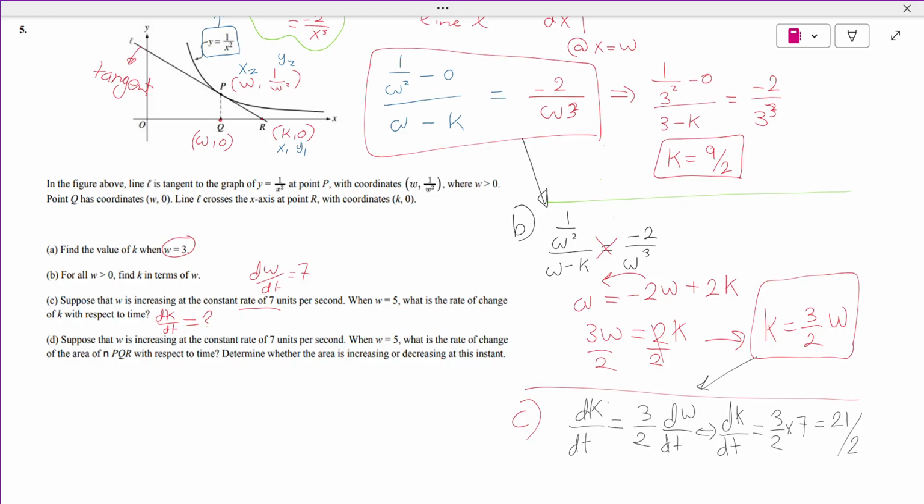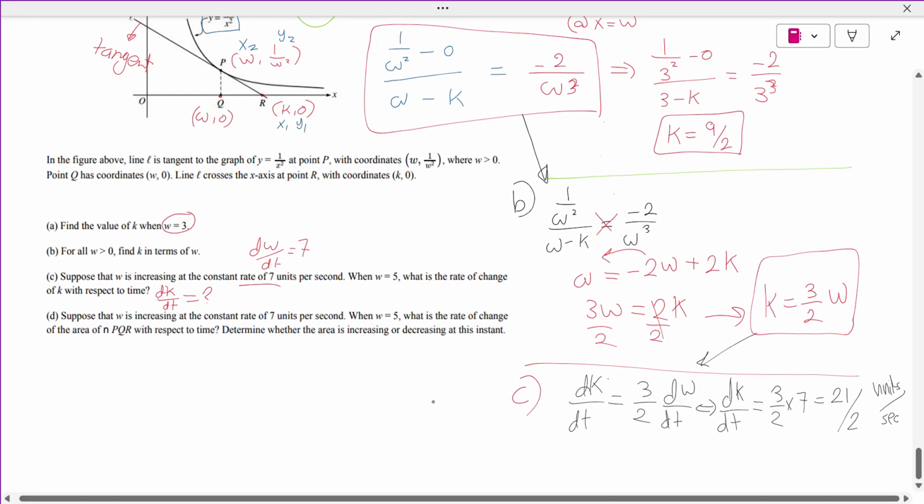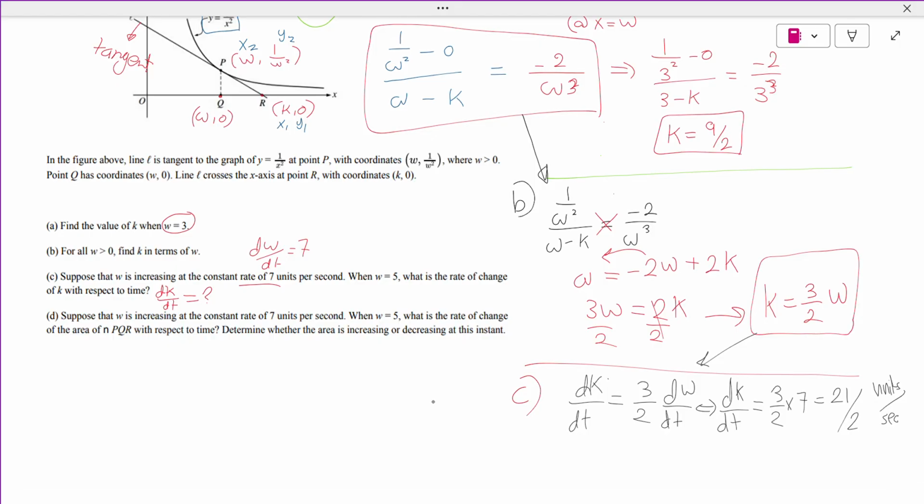This is dk over dt, which is going to be measured in units per second, since time is measured in seconds. Okay, so the last part says, suppose that w is increasing at a constant rate of 7 units per second. We are given dw over dt. w is equal to 5. What is the rate of change of the area of triangle PQR with respect to time?